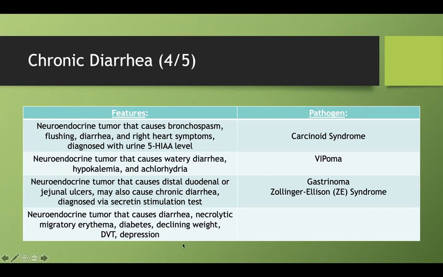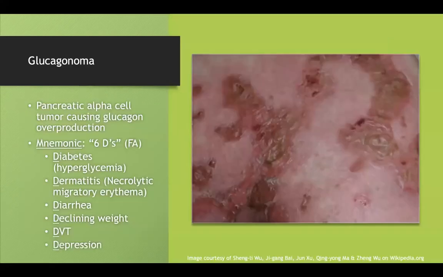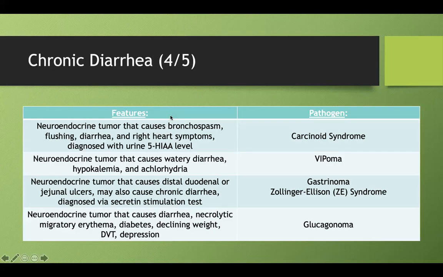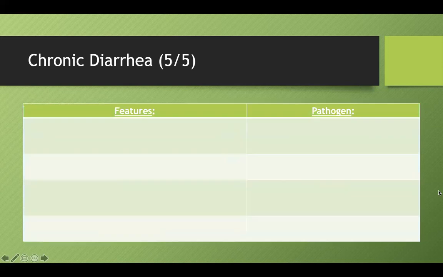How about this neuroendocrine tumor that causes diarrhea, necrolytic migratory erythema? They love that phrasing. Diabetes, declining weight, DVT, and depression. So this is the glucagonoma, which I also discussed in the pancreas lecture coming up later on. And there's the diarrhea. And honestly, on a test, if you ever see this necrolytic migratory erythema, strongly consider picking glucagonoma.